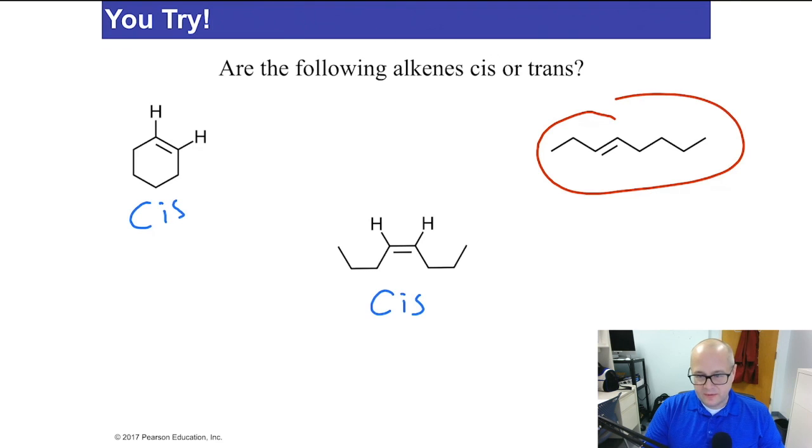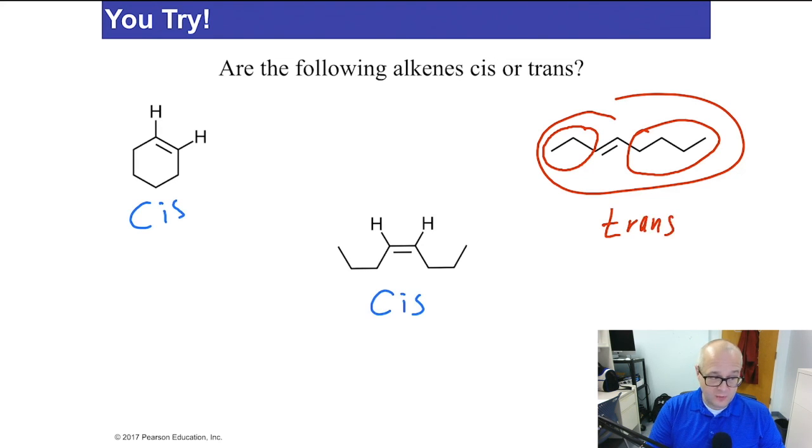This bad boy is hard because I didn't draw the hydrogens in. Now we know they're there. But we didn't draw them in. So that's tougher. That's harder. It's much harder. So what do you do in that case? Well, you look at the carbons instead. So here I have this group here. Here I have that group there. The hydrogens are going to be here and here. So the groups that I've circled are actually opposite of each other, aren't they? So this is trans. That was a hard one.